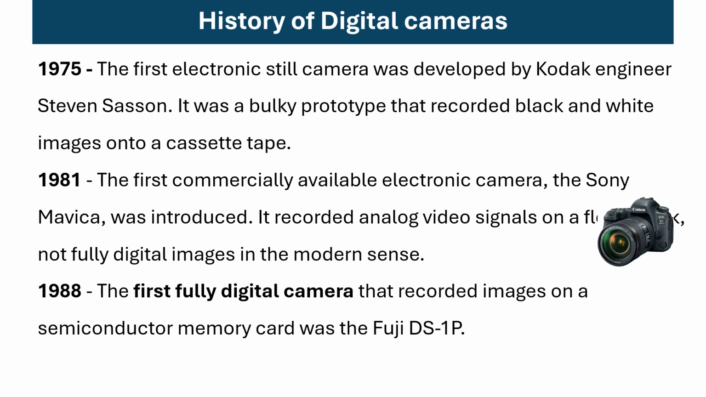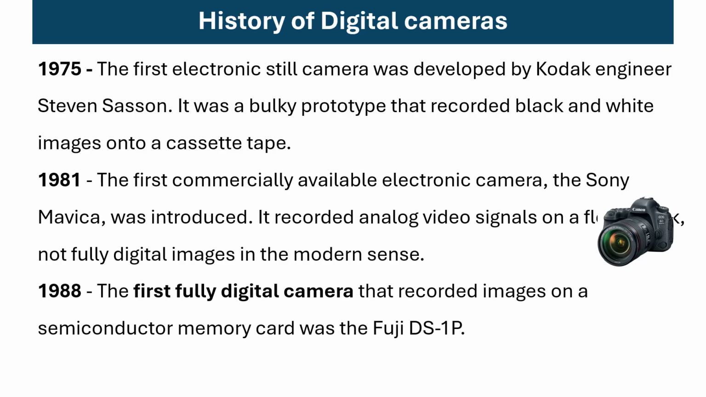History of digital cameras. The digital camera originates from 1975, when the first electronic still camera was developed by the Kodak engineer Steven Sasson. It was very big and bulky, and it produced only black and white images onto a cassette tape. In 1981, Sony introduced the Sony Mavica. It recorded analog signals to a floppy disk, not fully digital images like today.